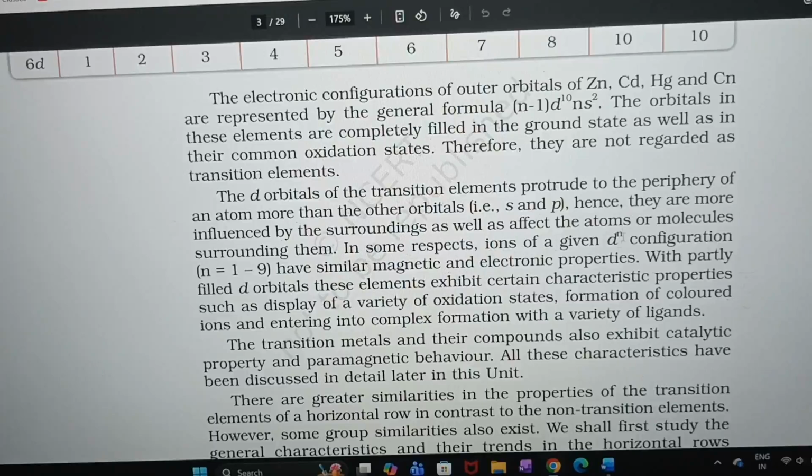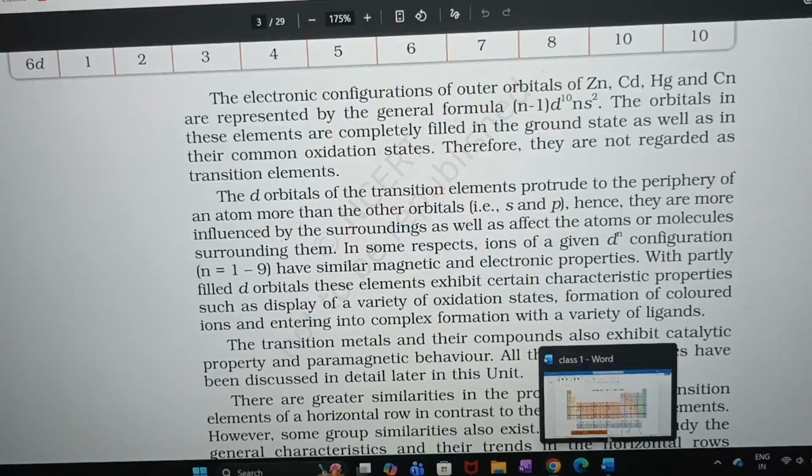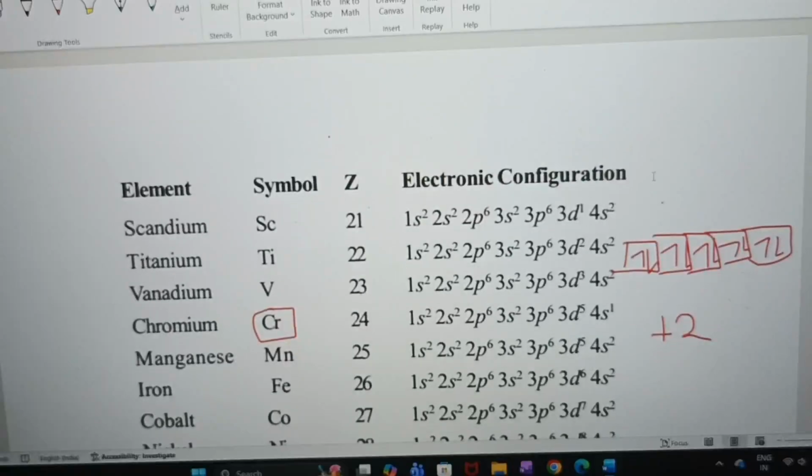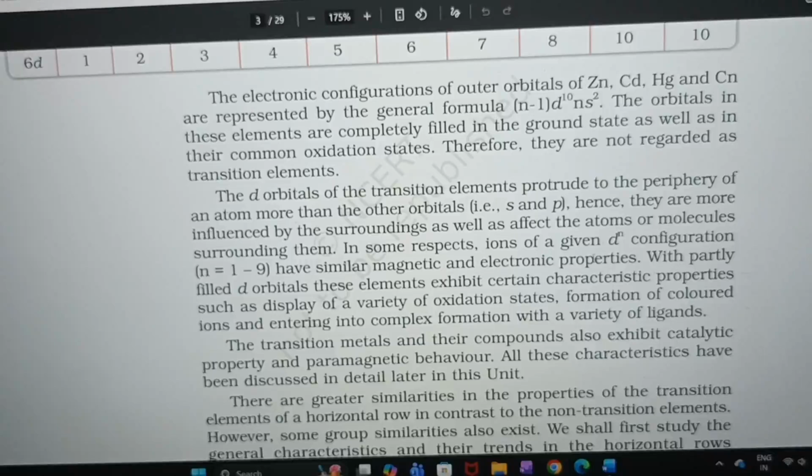And in some respects, ions will have a d^n configuration. Ions meaning they are metals, so they will lose electrons. Positive cations will form, so they will be losing 2 electrons, then 3 electrons. Then what will happen in the electronic configuration? If they lose 2 electrons, the entire 4s is gone. So only d electrons will be left. That is why they are saying d^n. Generally, these transition elements will never show +1. So mostly they are showing +2. So the entire 2 electrons will be gone, meaning s is gone. So only d will be there and some electrons will be there in that.